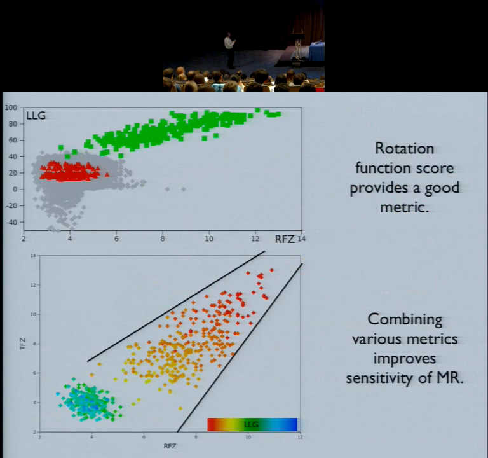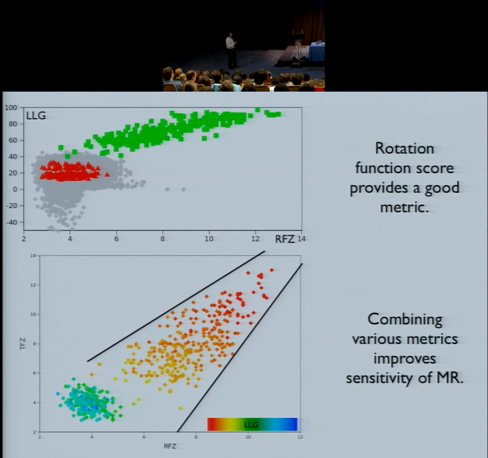Further, we can also look at other metrics, and in this particular case we're looking at the rotation function score. So the RFZ score from Phaser works equally well for identifying correct solutions in combination here with LLG. And you could potentially further combine it with other things. So this is now TFZ, RFZ, and LLG all used here, color-coded. And from this, you can identify the top solutions. You can extend it by looking at other things in a global way, to try to figure out which metrics are the best or the most sensitive to correct placement, correct solutions.